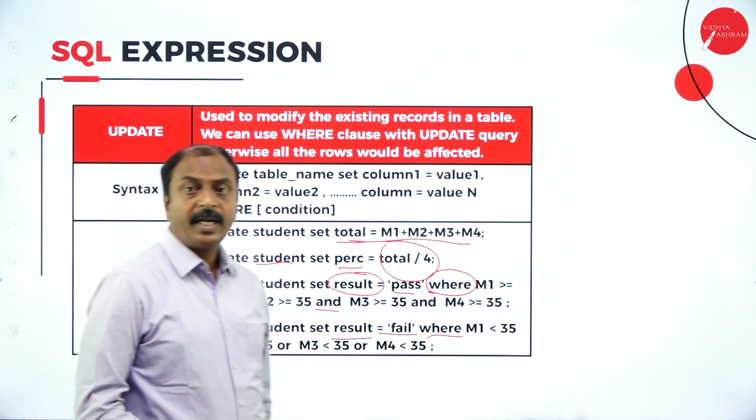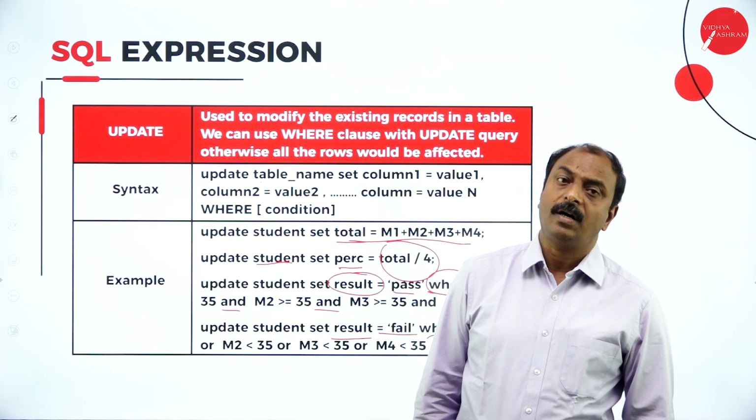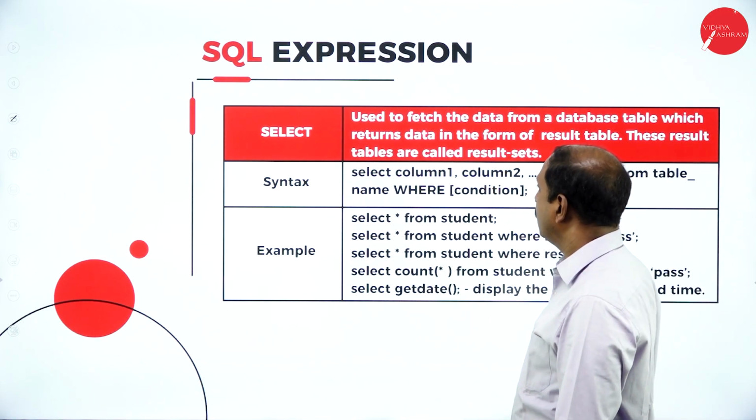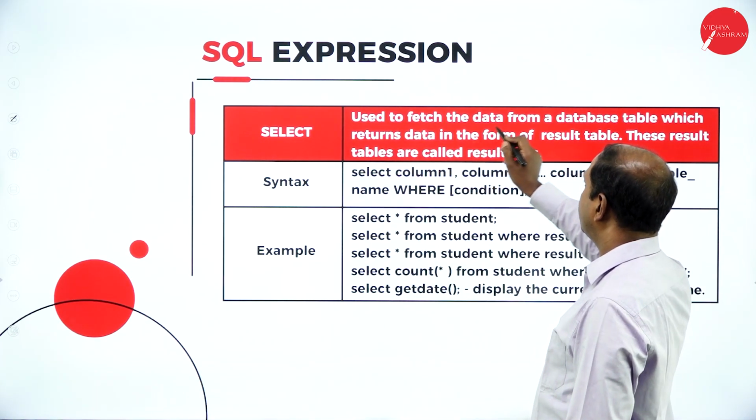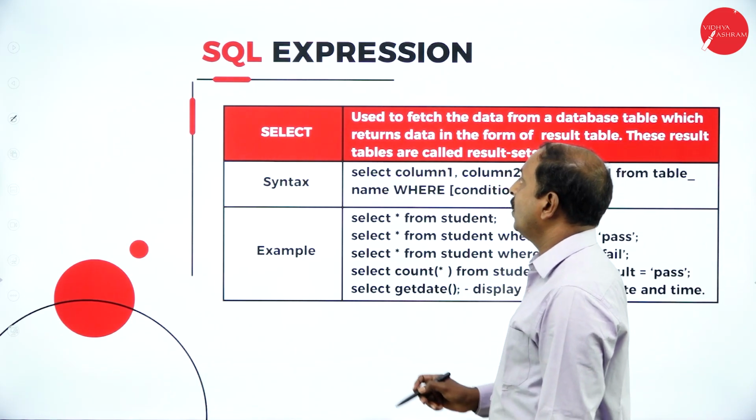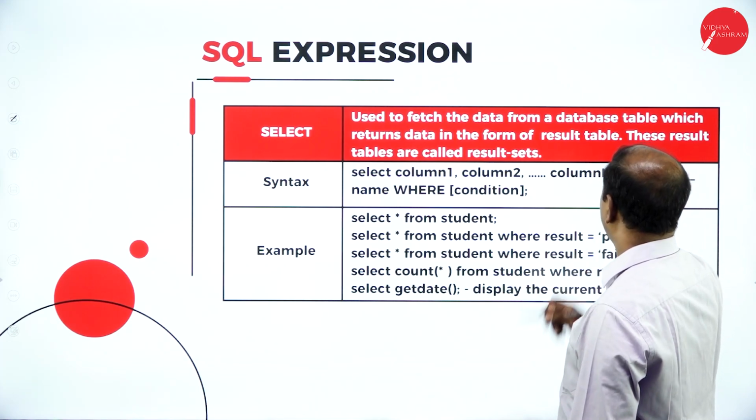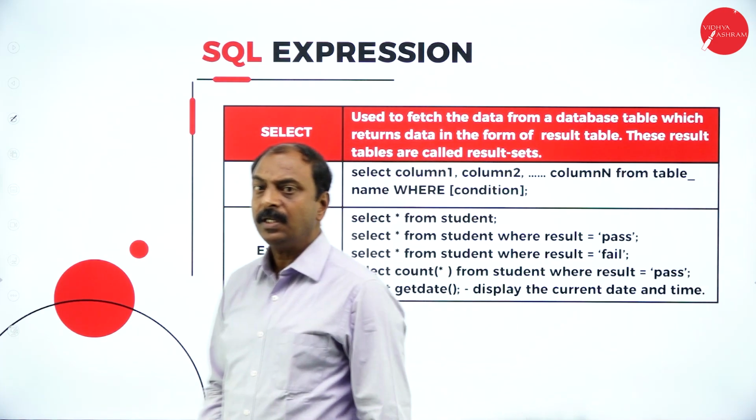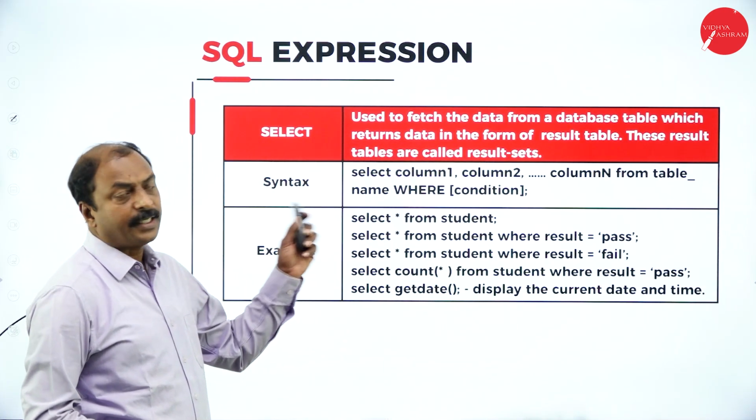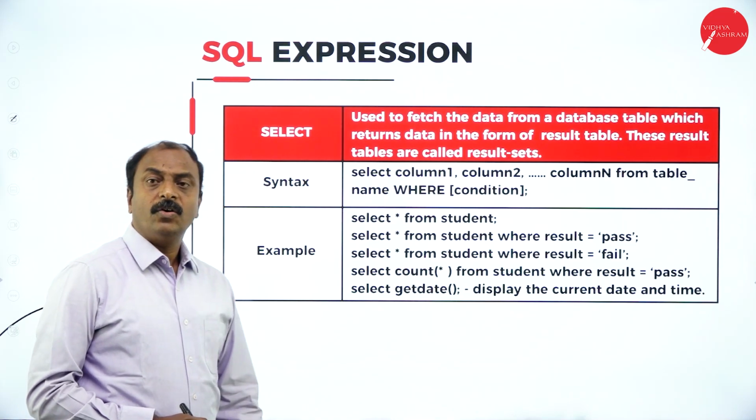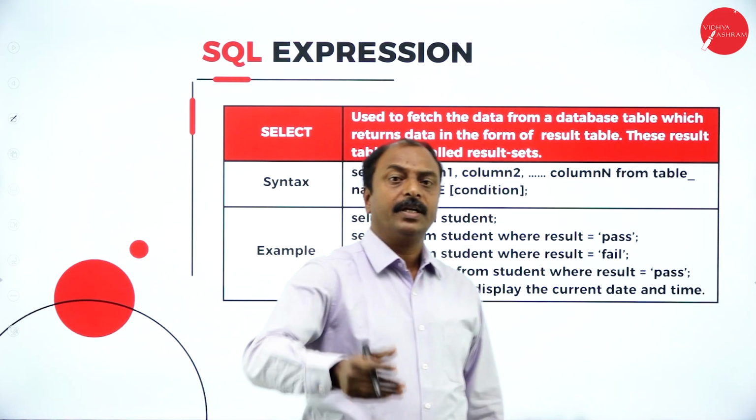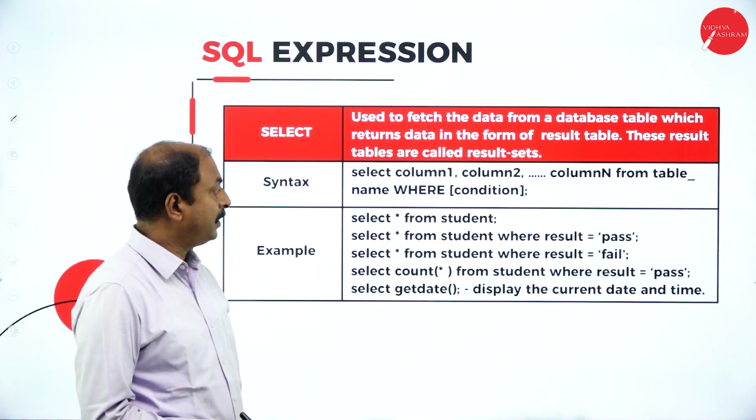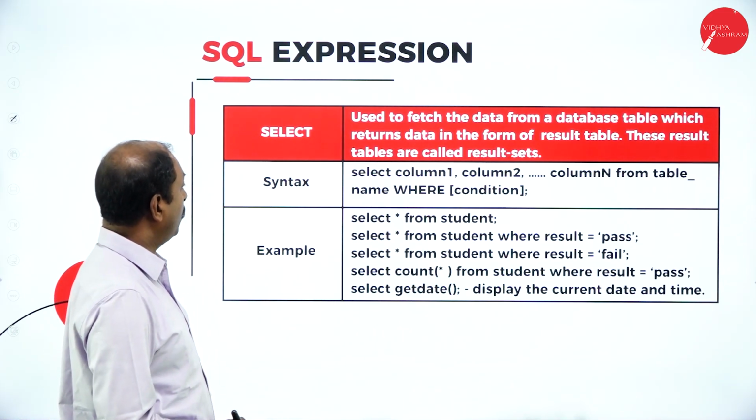So this is the update command to modify the values in a record. Next one is the select command. What is the select command? The select command is used to fetch data from a database table, which returns the data in the form of a result table. These result tables are called result sets. The select command is used to fetch the data from a table. Here we can retrieve the entire data from a column. We can also select a particular record from a table by using the where clause. Look at the syntax.